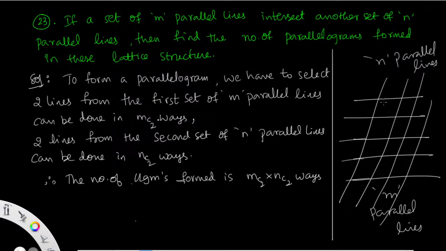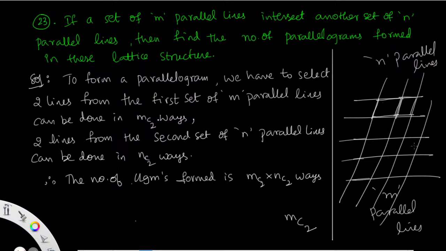A parallelogram needs opposite sides to be equal and parallel. So first, out of the M parallel lines, we can select any 2 lines in MC2 ways. So 2 lines we need out of M lines, and we can select them in MC2 ways to form a parallelogram. And the second set of N parallel lines.